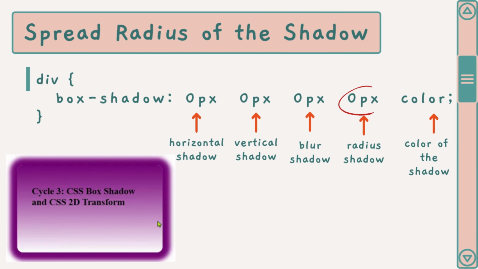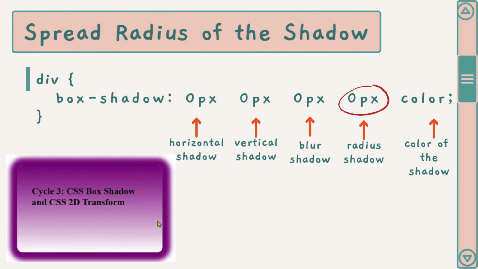The third styling of the box shadow is the spread radius of the shadow. The first one is the horizontal shadow, the second value is the vertical shadow, the third is the blur shadow effect, and the fourth value is the radius of your shadow around your box model, and then followed by the color of your shadow.